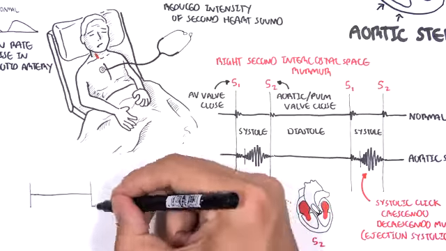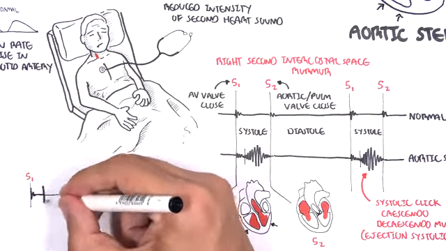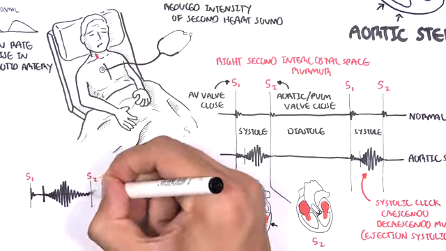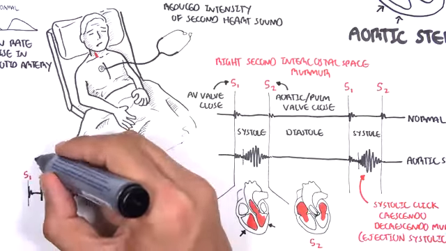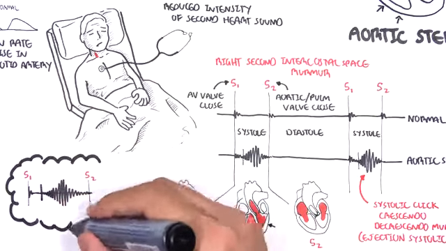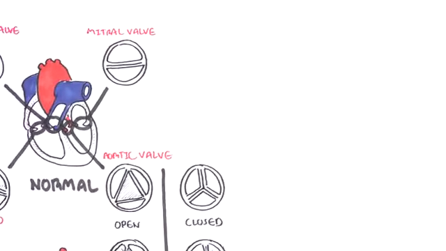Again, the AV valve closes, ejection click as the aortic valve opens, turbulence through the aortic valve increases, then decreases, and then the aortic valve closes. It is important to know that this murmur can radiate to the carotids.